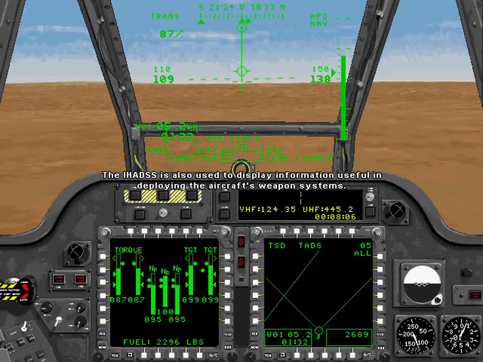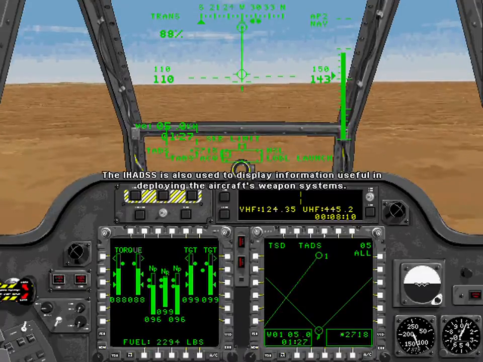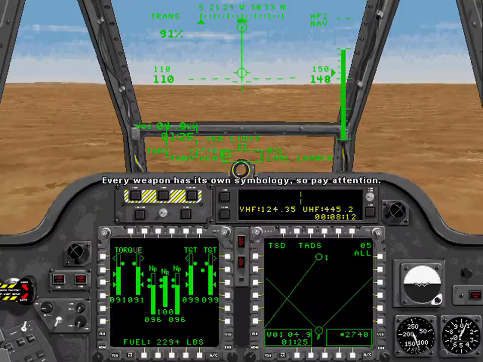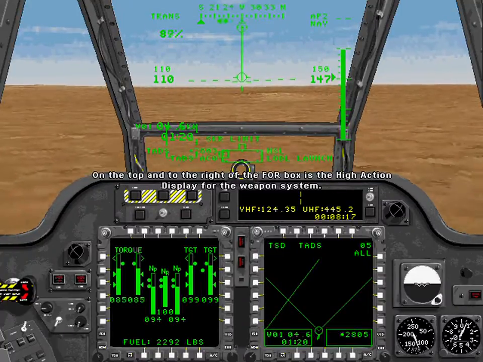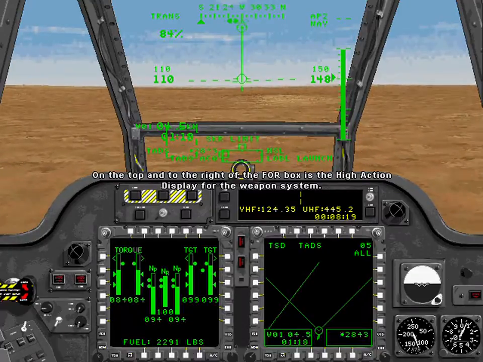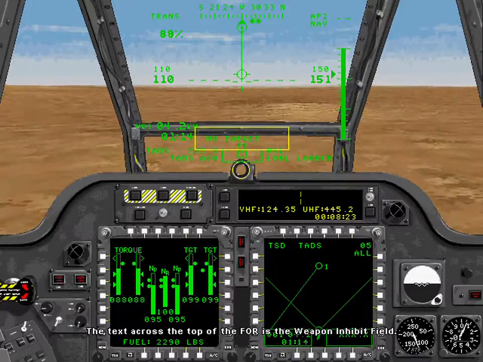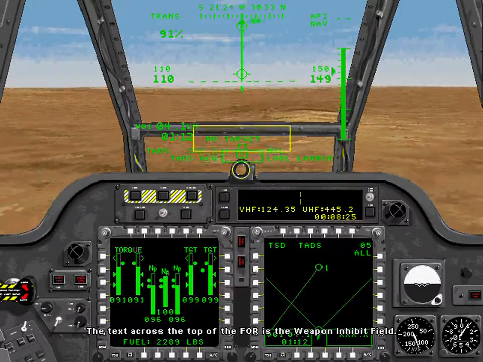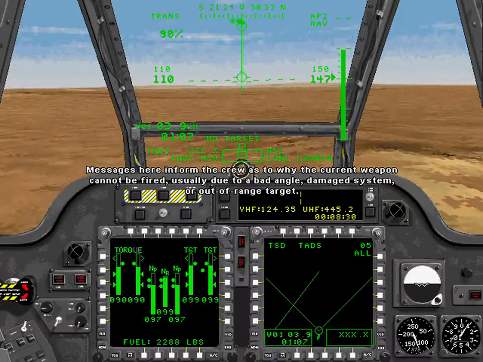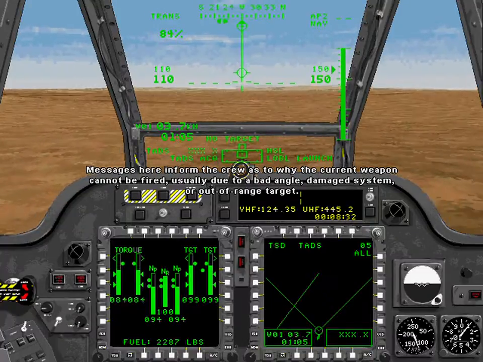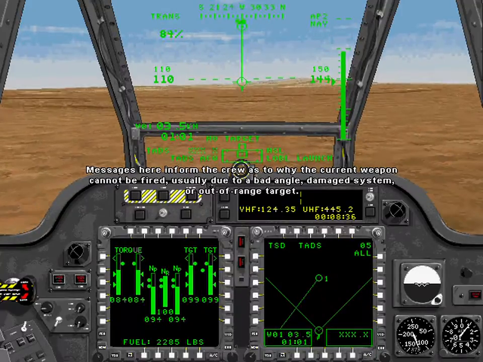The iHADS is also used to display information useful in deploying the aircraft's weapon systems. Every weapon has its own symbology, so pay attention. On the top and to the right of the FOR box is the high action display for the weapon system. The text across the top of the FOR is the weapon inhibit field. Messages here inform the crew as to why the current weapon cannot be fired, usually due to a bad angle, damaged system, or out-of-range target.